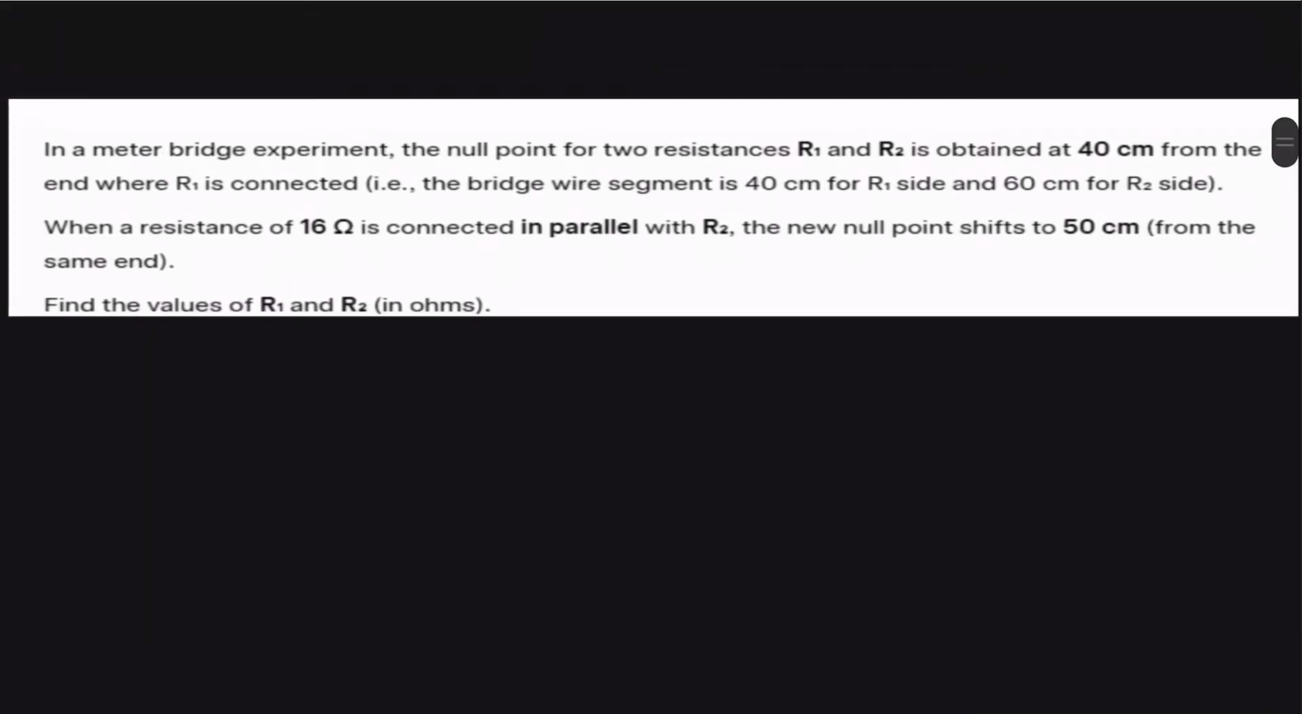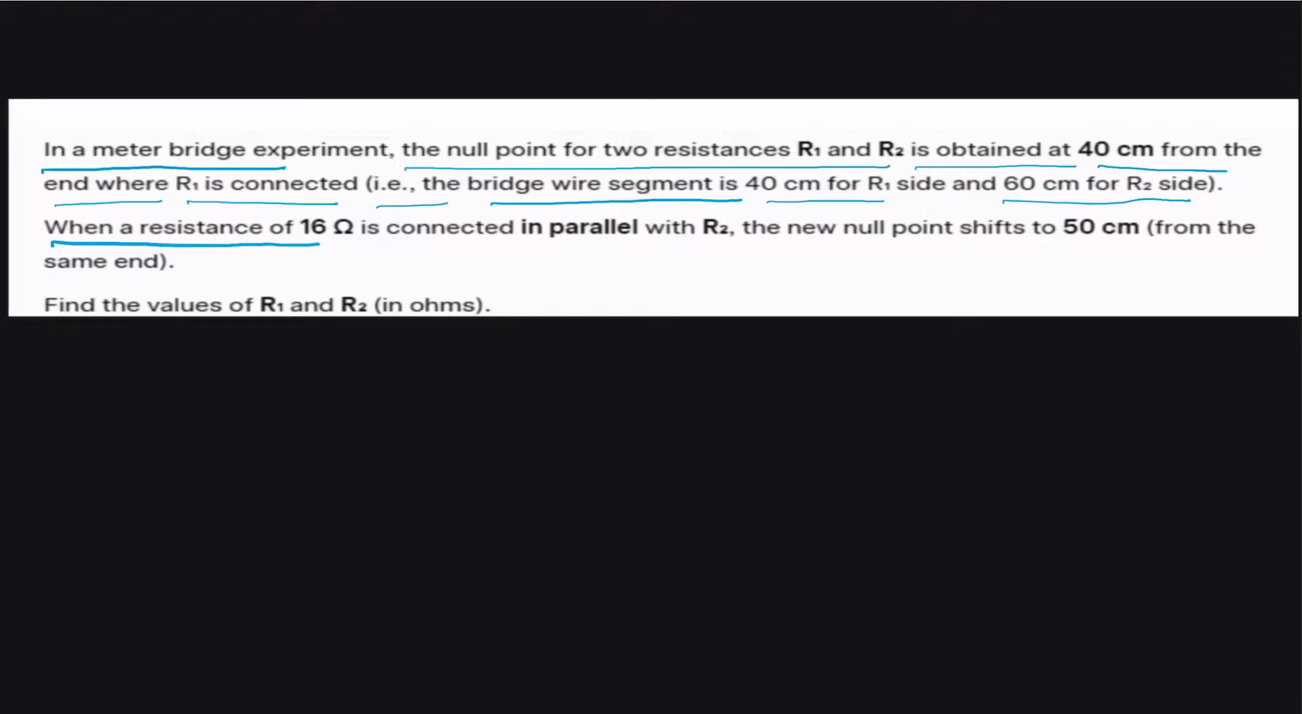Next question. It states that in a meter bridge experiment, the null point for two resistances R1 and R2 is obtained at 40 cm from the end where R1 is connected. That is, the bridge wire segment is 40 cm for the R1 side and 60 cm for the R2 side. When a resistance of 16 ohm is connected in parallel with R2, the new null point shifts to 50 cm from the same end. Find the values of R1 and R2.